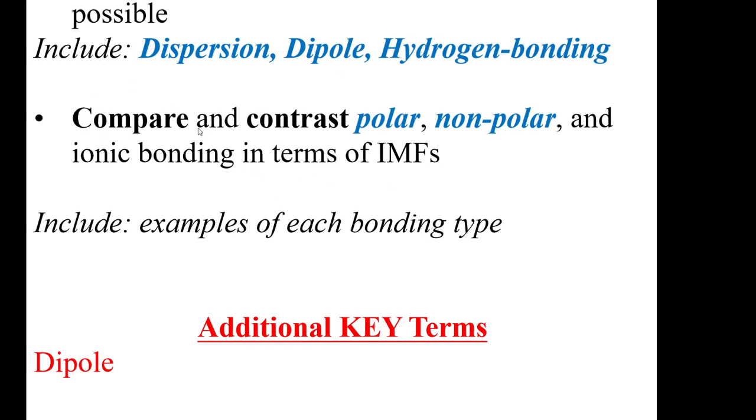I don't know why it doesn't say in here. But we should also be able to compare and contrast polar, nonpolar, and ionic bonding in terms of IMFs. There we go, there's the ionic bonding. So what are the differences between these things in terms of the IMFs, those intermolecular forces of those types? Okay. And you should be able to do examples of each type. All right, so the first one, London dispersion force.